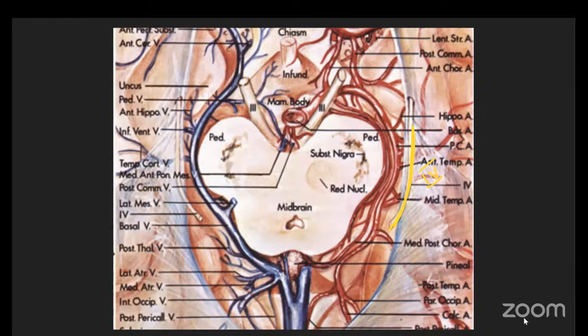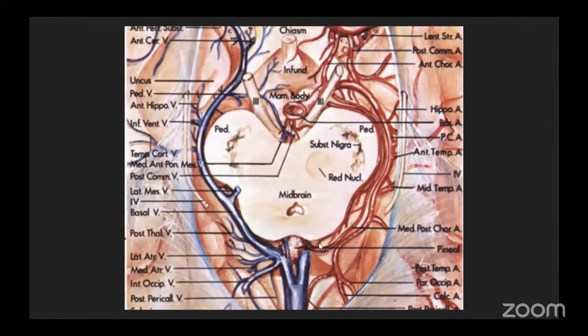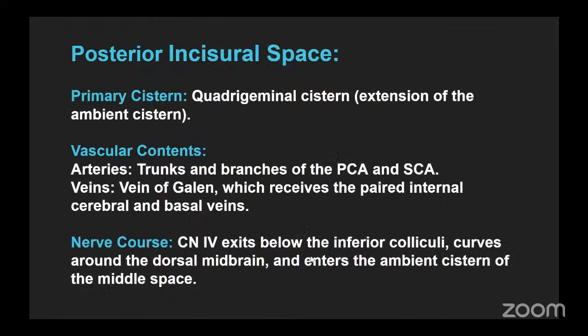Moving on to the posterior incisural space. It's going to be a long session because we'll have a lot to cover. So posterior incisural space, primary cistern is quadrigeminal. This region here is the quadrigeminal cistern, and it is an extension of the ambient cistern in a way. Then we have the vascular content, obviously trunks and branches of the PCA and the SCA because they were continuing. This gets important because in the middle and the anterior incisural space, the main veins were the basal veins, right? But in the posterior incisural space, we have the vein of Galen, which receives both of them, the basal veins and the paired internal cerebral veins.